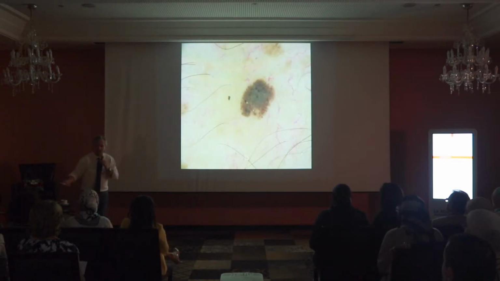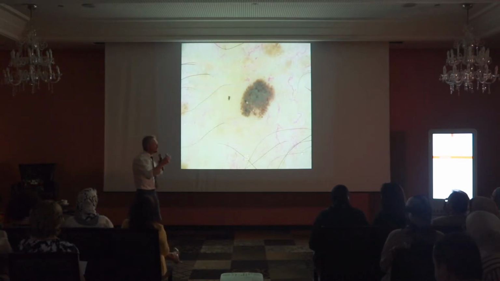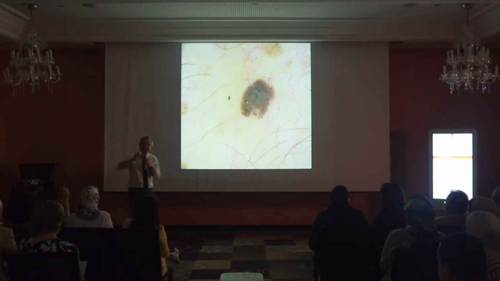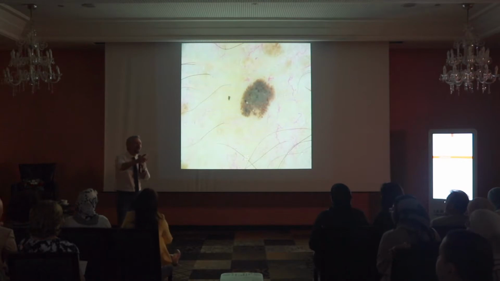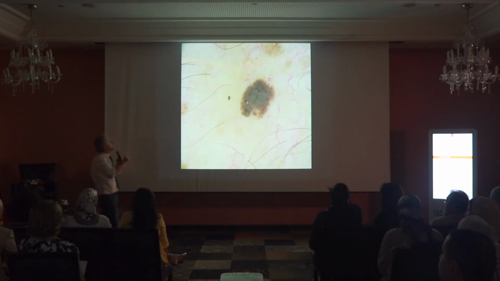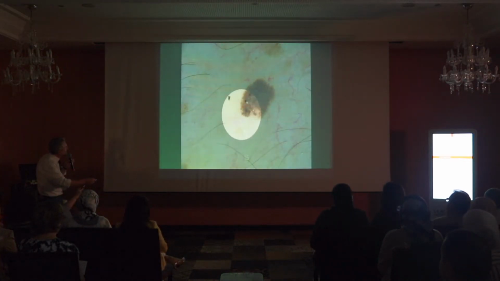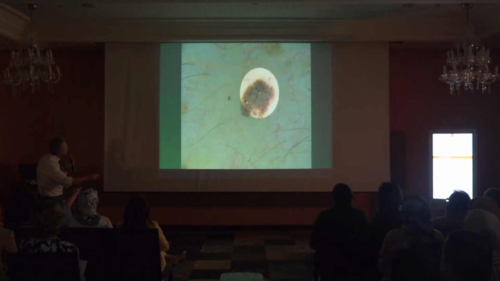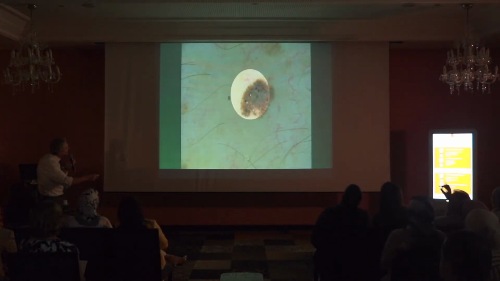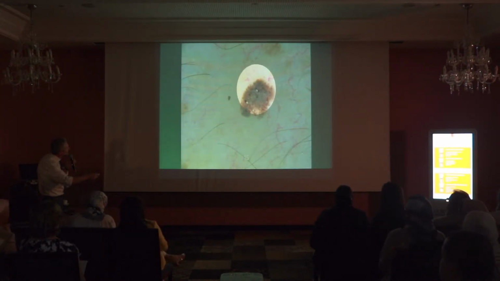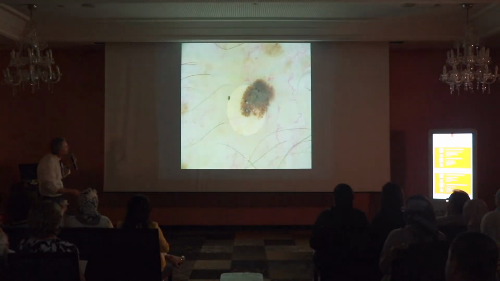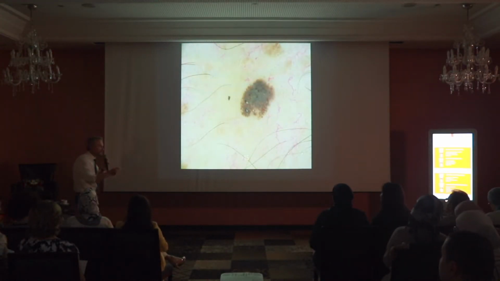Number 15. Yes, well, it could be a Spitz, I understand. But yes, seborrheic keratosis. Seborrheic keratosis. I understand why you say Spitz, because you see the streaks of the periphery. But look at the center. These are all comedo-like openings. Yeah? Comedo-like openings. So this is a seborrheic keratosis.